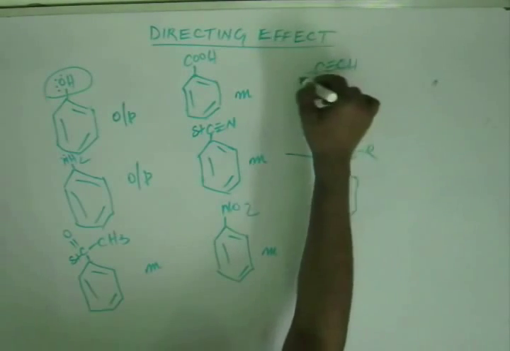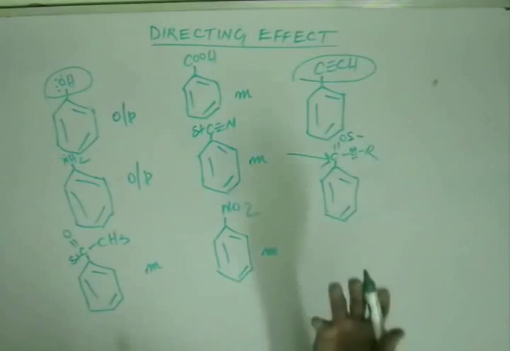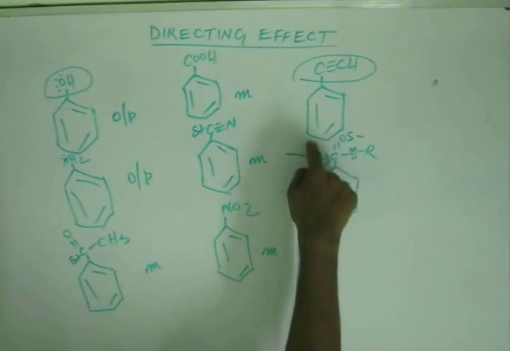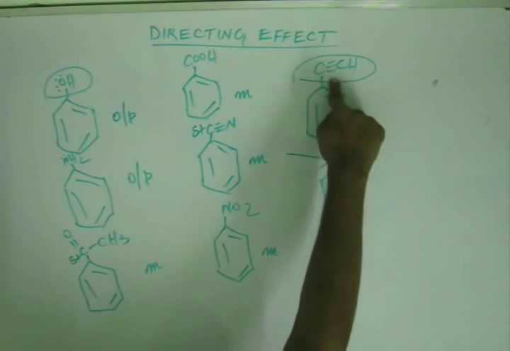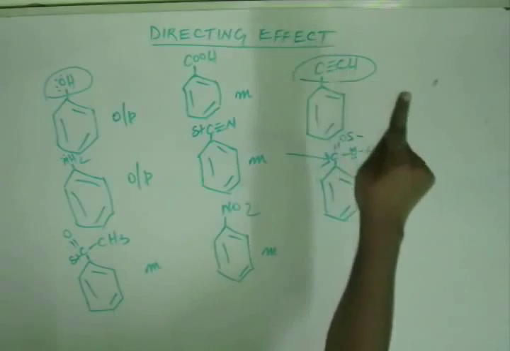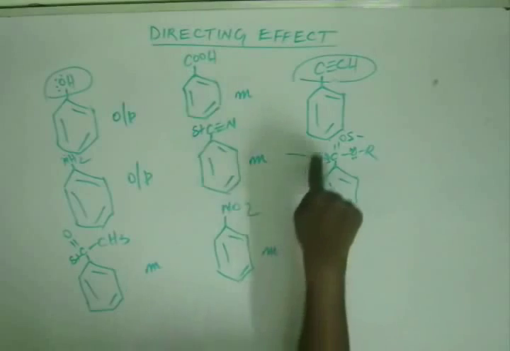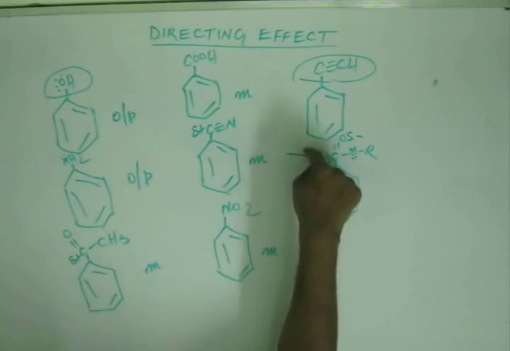Now let's talk about this. What will it be, ortho para directing or meta directing? The point is there will be no electrophilic substitution in this case. The reason being, we have a pi bond outside the benzene ring. Whenever we have a pi bond outside the benzene ring, the rate of reaction on the pi bond outside the ring is multiple times greater than what is there in the benzene ring itself.